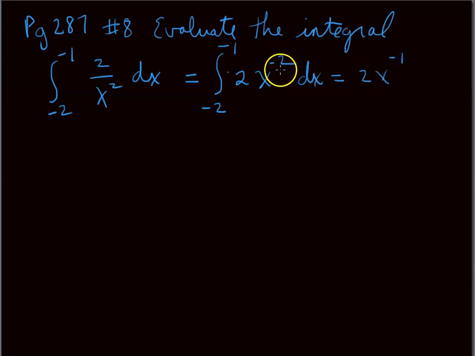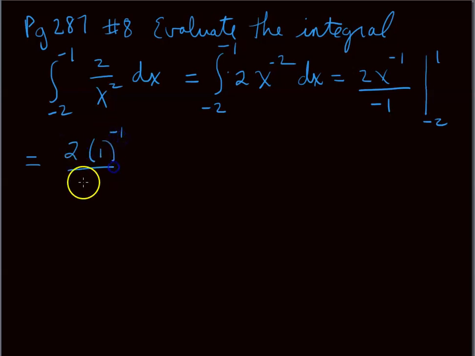Be careful, you're adding a positive to a negative. And divide by the new exponent. And evaluate that from negative 2 to 1. So plug in the 1. It's 2 times 1 to the negative 1 power over negative 1 minus, plug in the negative 2, 2 times the negative 2 to the negative 1. I'm sorry, this is supposed to be a negative 1 here.